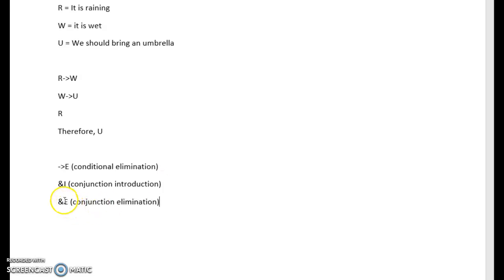So what a conjunction introduction does basically is it allows you to take two different atomic parts and put them together with a conjunction, right? So if you have A and you have B as two premises, then you could use the conjunction introduction to make it A and B. Okay, that's why it's called conjunction introduction. It's very self-explanatory. Now, the other rule is conjunction elimination. So if you have A and B, you can eliminate the conjunction to say either A or B, right?